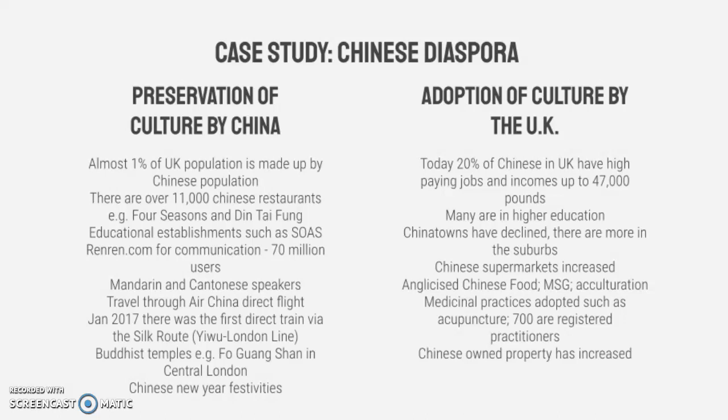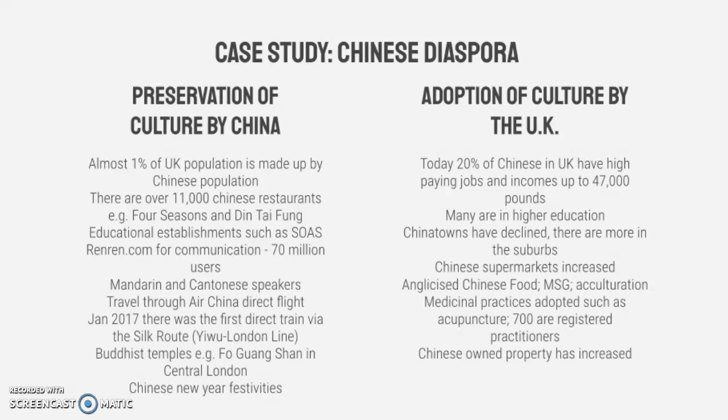So today 20% of Chinese in the UK have high paying jobs and incomes of up to £47,000. Many of them are in higher education. Chinatowns have declined. They're more in the suburbs. So that could be an example of more integration into UK urban areas, rather than having a secluded area for each culture.